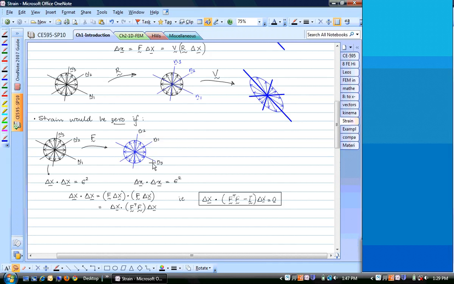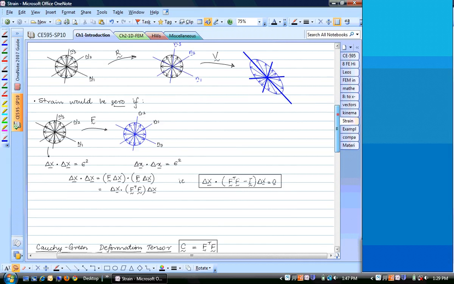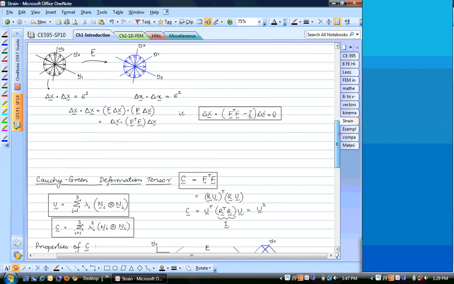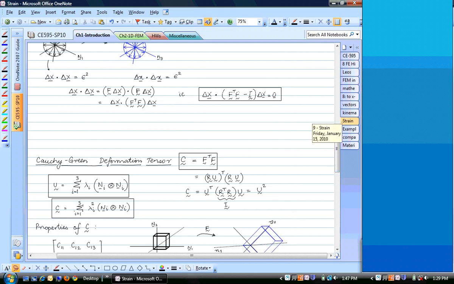So now this part right here, if this part right here is equal to 0, then we can say that the strains are 0. Okay. So based on this, what we'll do is we'll define a couple of deformation tensors.